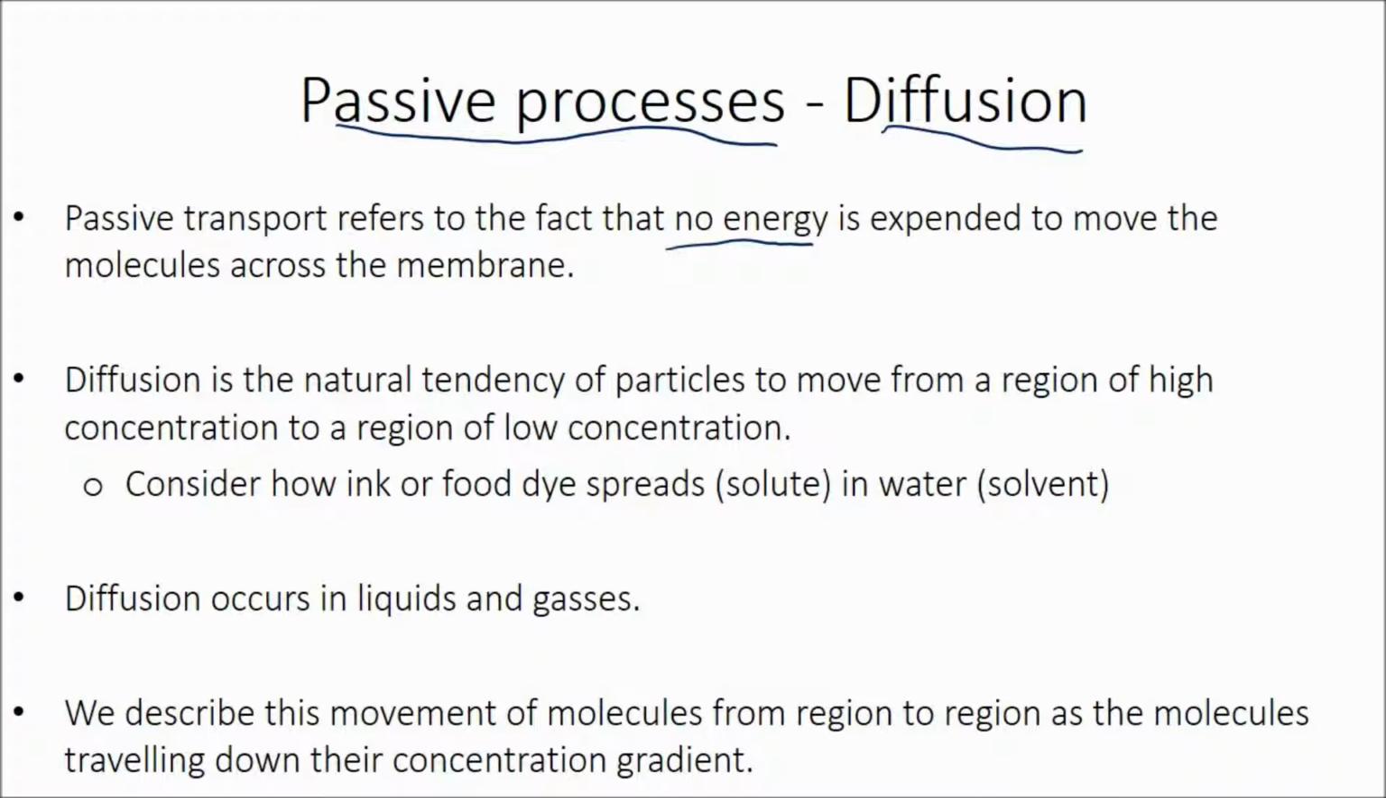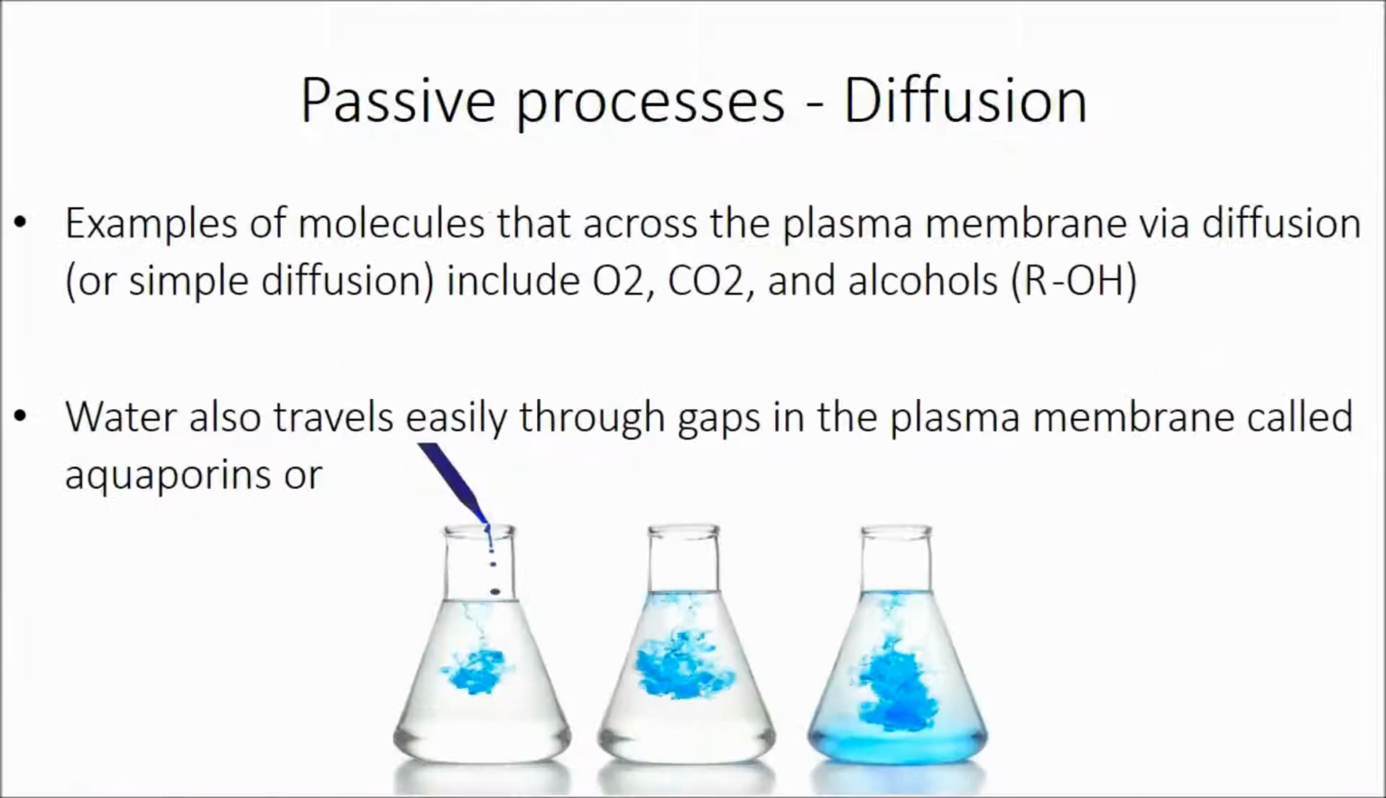Consider how ink or food dye, the solute, spreads in water, the solvent. If I put a drop of food dye in water, it naturally spreads out, and we'll look at this in our next slide as well. Diffusion occurs both in liquids and gases, and we describe this movement of molecules from one region to another as the molecules traveling down their concentration gradient. When we're thinking of how molecules travel through the plasma membrane via diffusion, we're thinking of molecules such as oxygen, carbon dioxide, and certain alcohols such as ethanol and methanol.